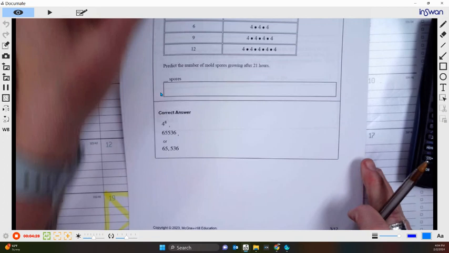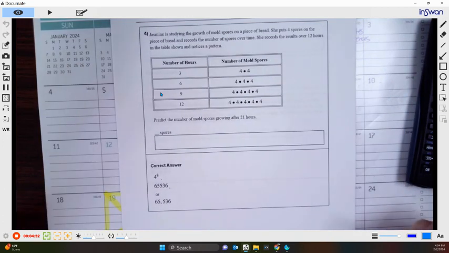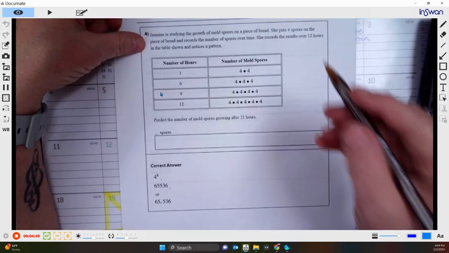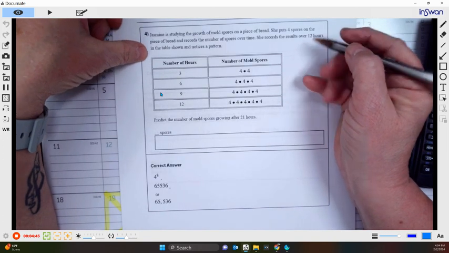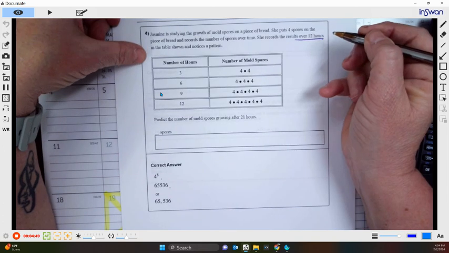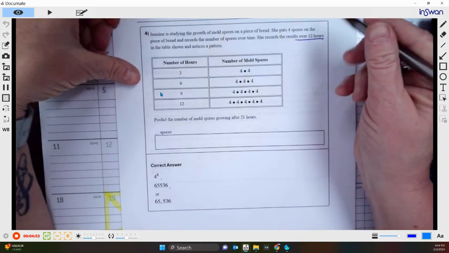Okay, moving right along. All right, on this one, this was a pattern problem. It says Jasmine is studying the growth of mold spores on a piece of bread. She puts 4 spores on the piece of bread and records the number of spores over time. She records the results over 12 hours in the table shown, and she notices a pattern.